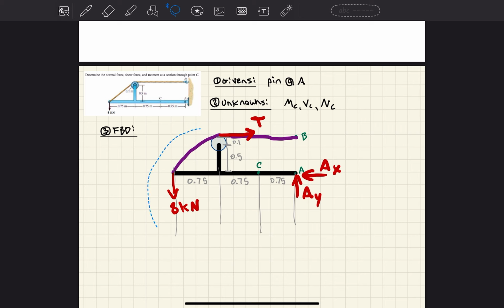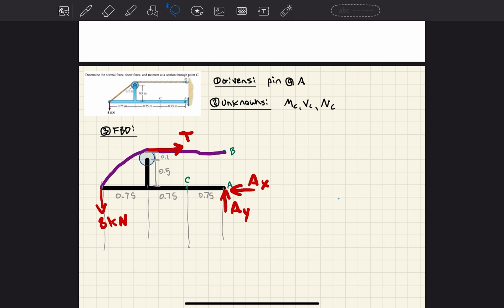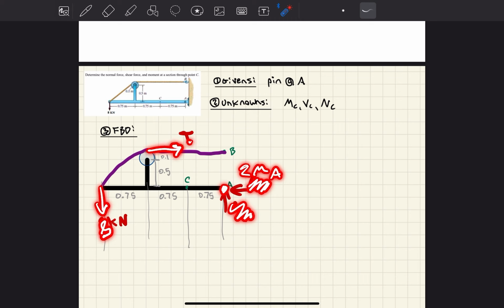I actually won't move this over to the side because we've done this a lot. But I'll show you. If you take a sum of moments about point A, it gets rid of AX and AY. The 8 kilonewtons causes a moment, and tension also causes a moment. For the 8 kilonewton force, your R is going to be this distance right here, which is 2.25 meters. For your tension force right here, your R is going to be this length right here, and this is 0.6 meters.